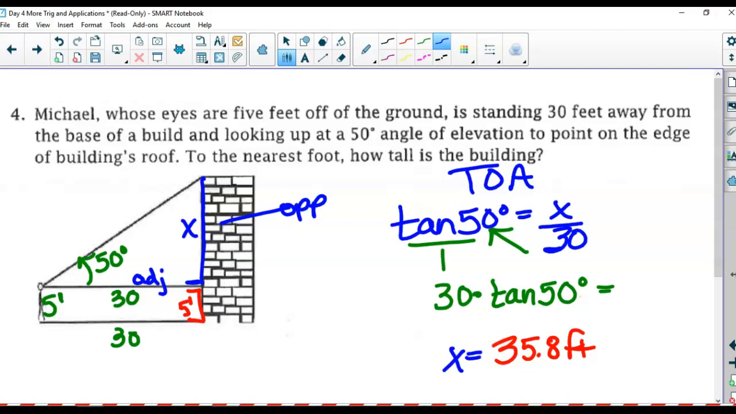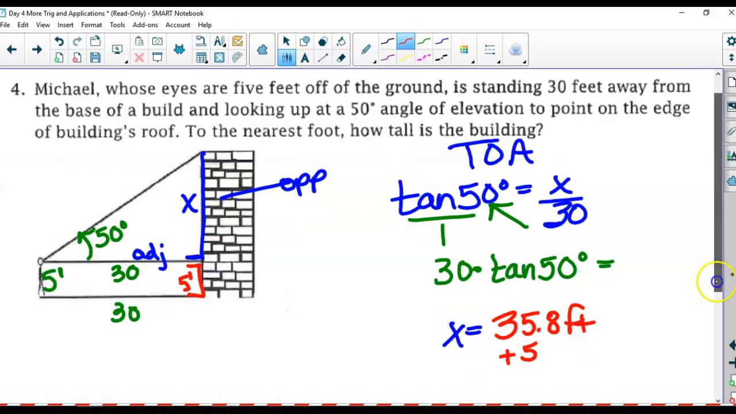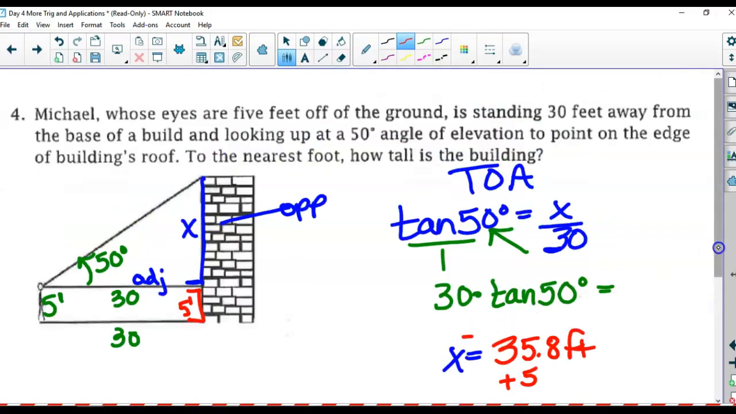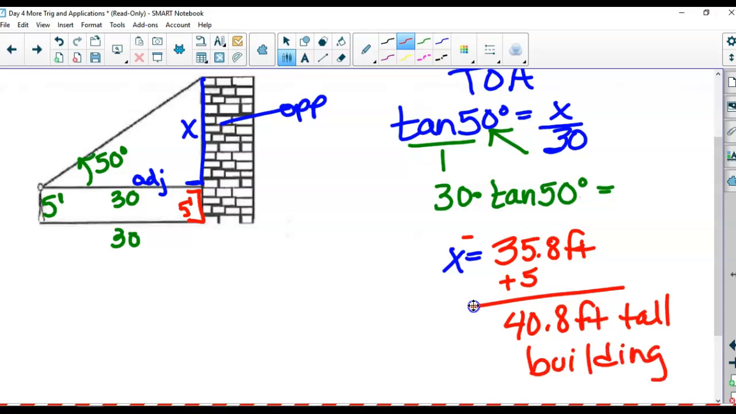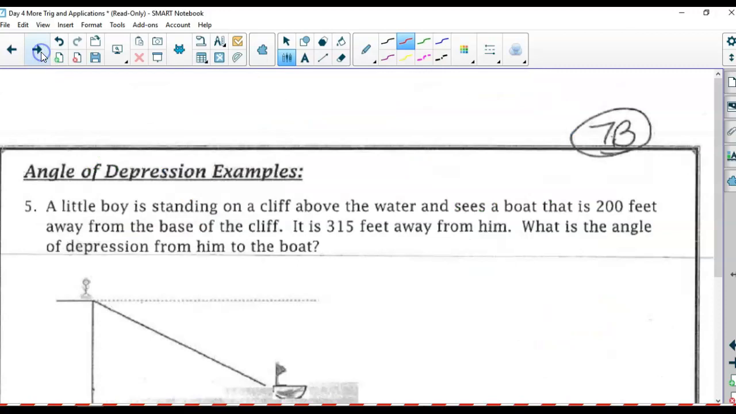So to find the entire height of the building, we need to add the additional little 5 feet of his eyeballs that were above the ground by 5 feet. So it's almost a 41-foot tall building. That would probably be about a 4-story building. All right. Do a couple angle of depression questions and then we're good to go.